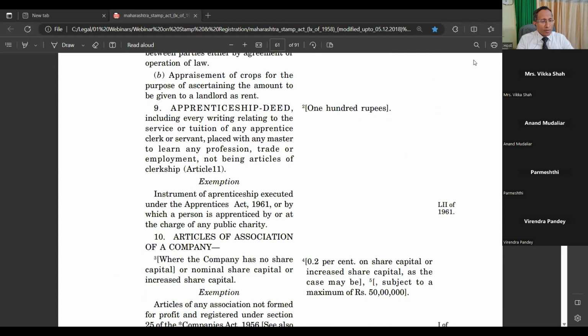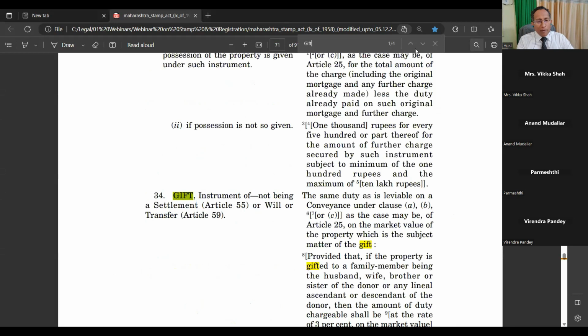Just let me go fast. See, when we are talking about the gift, what does it say? Gift, not being settlements, because for settlement there is a different provision. The same duty is leviable as on conveyance, as the case may be, under the article, on the market value of the property which is the subject matter of the gift.